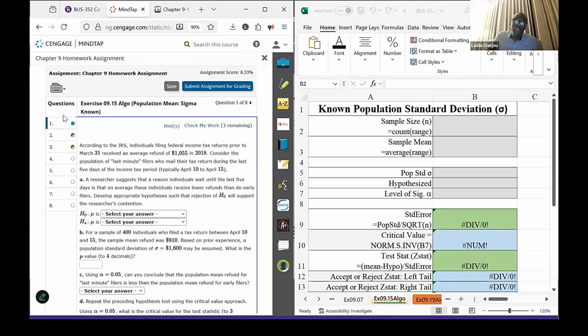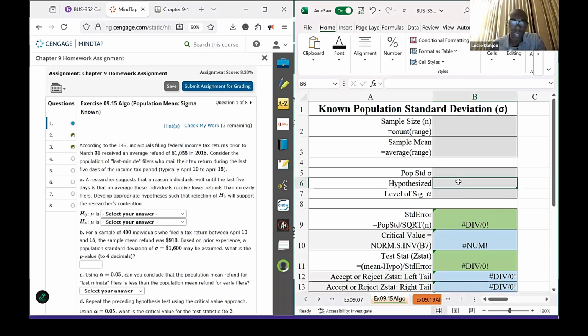And this is where we're actually going to be using our hypothesis testing. All right, so instead of reading all of this, we're going to start with our numbers and plug in the information that we got. According to the IRS, individuals filing federal income tax returns received an average refund of this amount in 2018. Do you hear the historical data being provided to you right here? They are receiving, in my case, this amount.